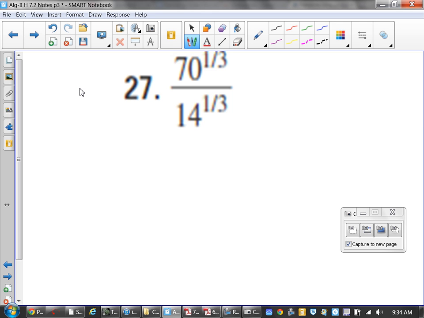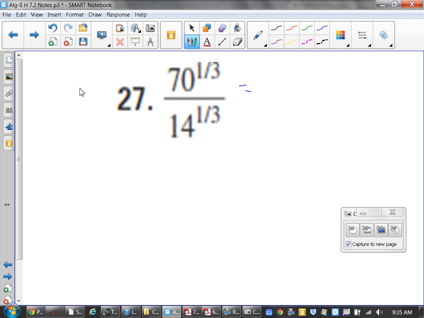I have different bases, but I have the same exponent. I need to try and get them into the same base. So when I'm looking at it, I have 70 to the 3rd and 14 to the 3rd. I don't know if I would be able to get that to a base, though, am I? Because 70 is just 7 times 10. 14 is 7 times 2. So let's do this. Can I rewrite this? Is that okay?